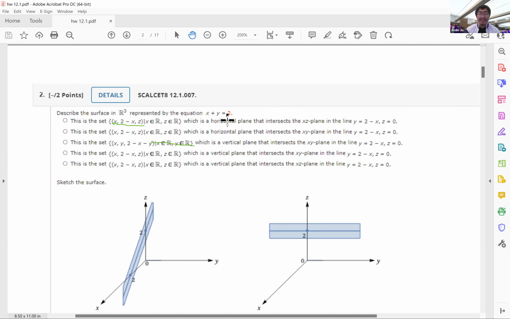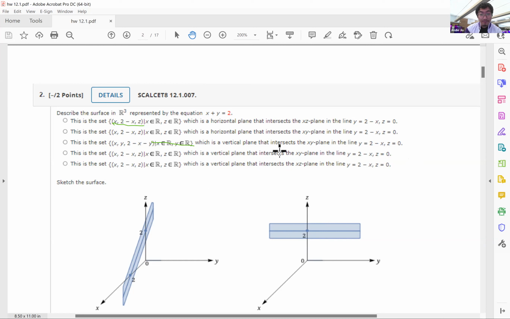If the z is missing, then it's already in the z plane. So we eliminate all the choices with z, so the first and the fifth are out. It's lying on the x, y plane. We are now between choice 2 and 4.